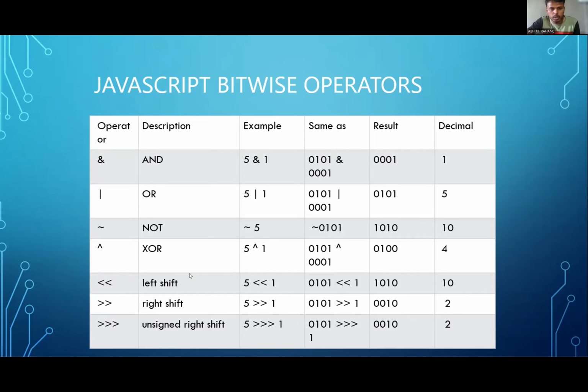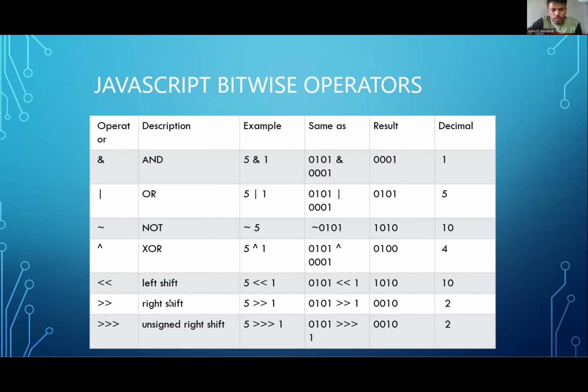Then we can also use the left shift and right shift operators. If we use left shift, we shift the bits by 1 at the left side. Here is an example: 0101, we shift the 101 to the left side, and the output is 1010, which is the decimal number 10.